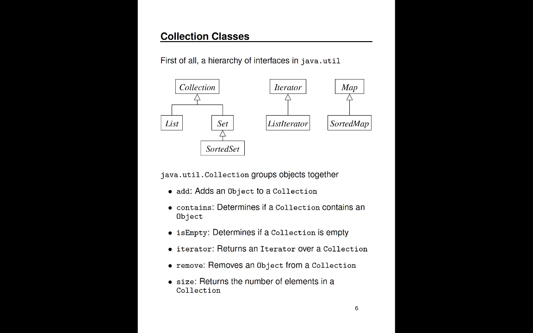And where I like to start is with this set of interfaces for representing collections. There is a hierarchy of interfaces rooted at Collection, with sub-interfaces like List and Set, and then there's a sub-interface of Set called SortedSet. Each one of these provides a little bit more functionality, and we'll be looking at them shortly.